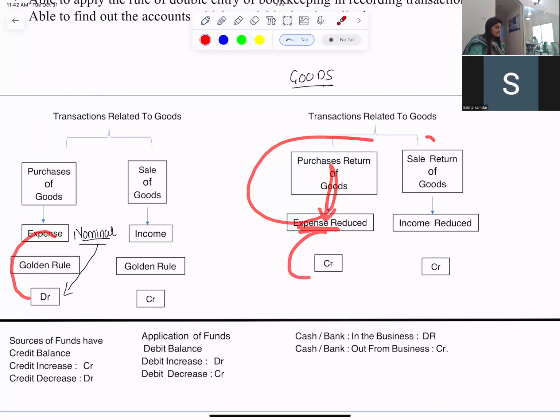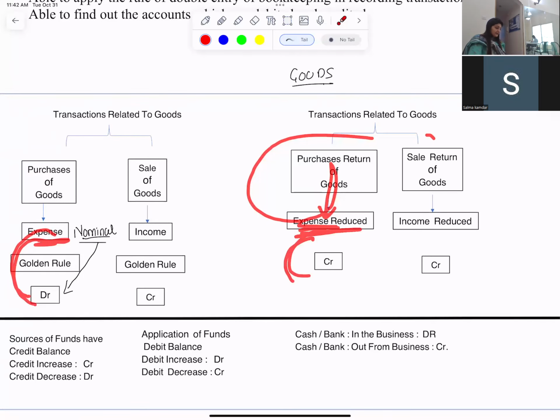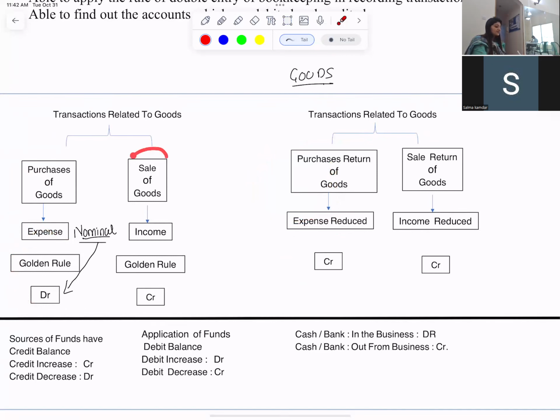So if expense is debit, expense reduced will be credit. Okay, fine. Another transaction that is related to goods is what? Sales. Income is which account? Nominal account. What is the golden rule of nominal account?